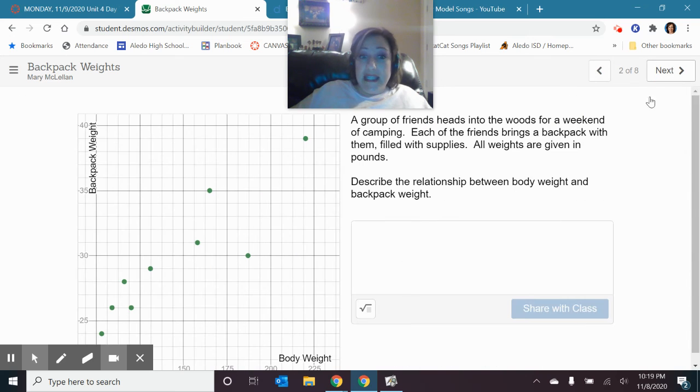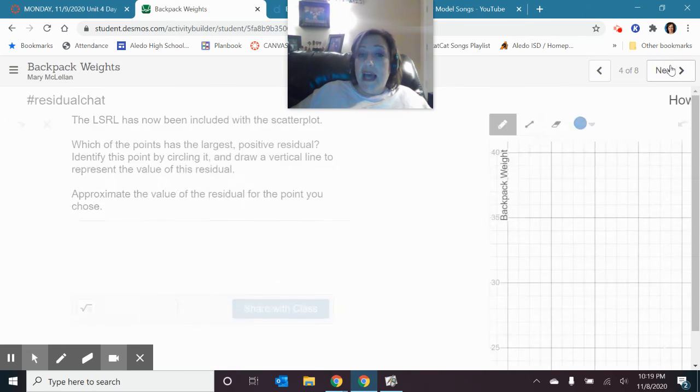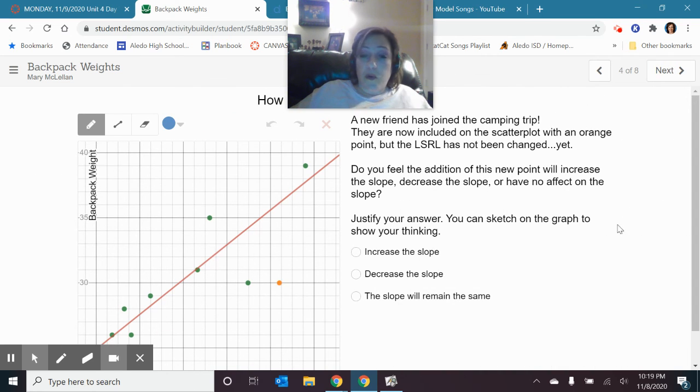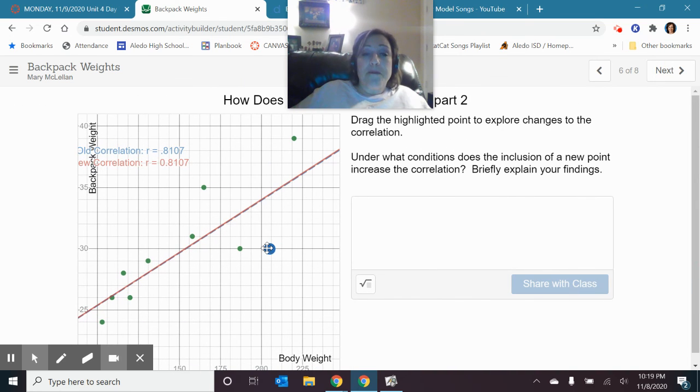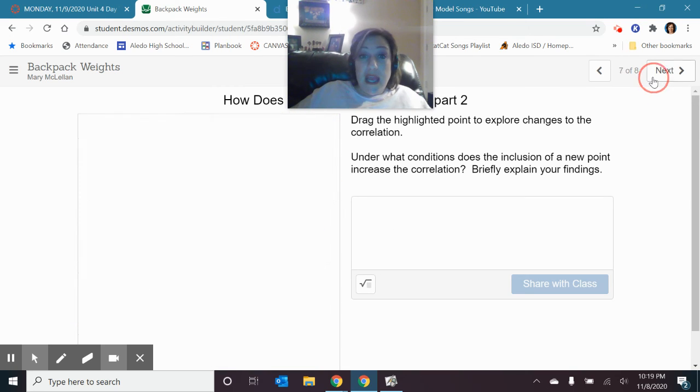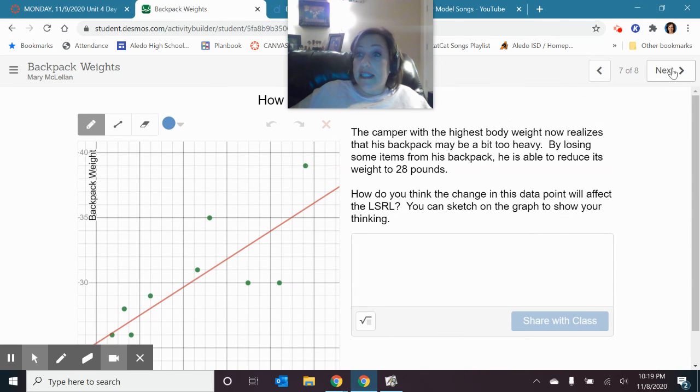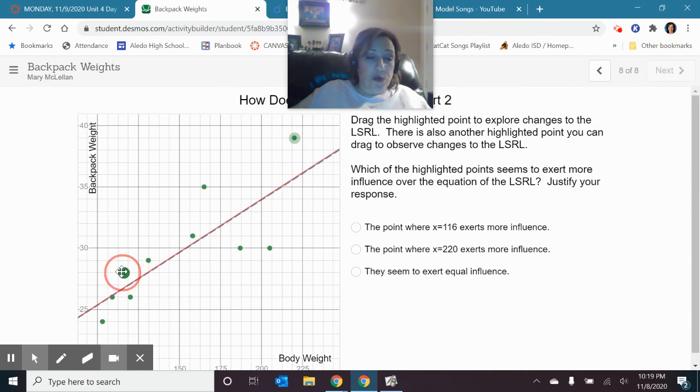It'll take you through 8 slides where you can move things, and it'll ask you questions. Here it asks you to describe the relationship, so you're talking about the correlation and such. It has a little bit of free response that you type in, but it also has some things that you can move around. It has some points that they have changed, and they're asking you what happens. But what I really like are these ones at the end where you get to explore and move these items around so you can see what's happening to the data when those points are being moved.